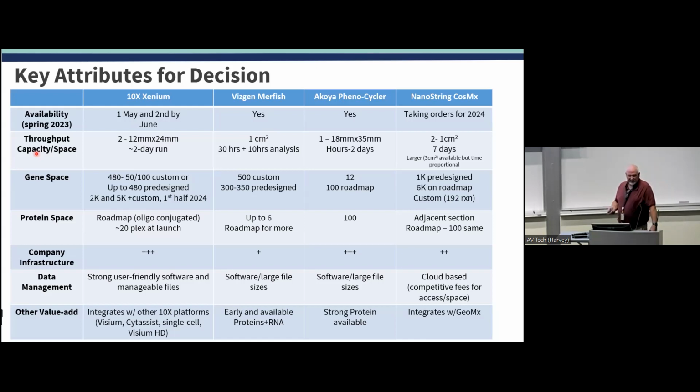Other value added, the 10x integration of their various tools is really powerful, and Rich will talk a lot about that, I think. The VizGen MERFISH, they were early and available, and again, worked with us very closely, and they do have proteins available with the nucleic acids. Akoya, again, strong proteins and an available platform. And then the integration of the GeoMx with the NanoString is a plus.